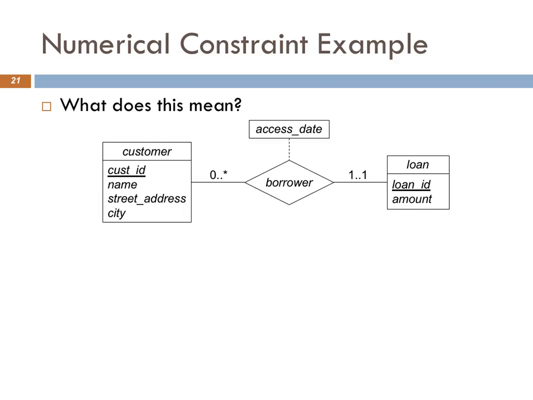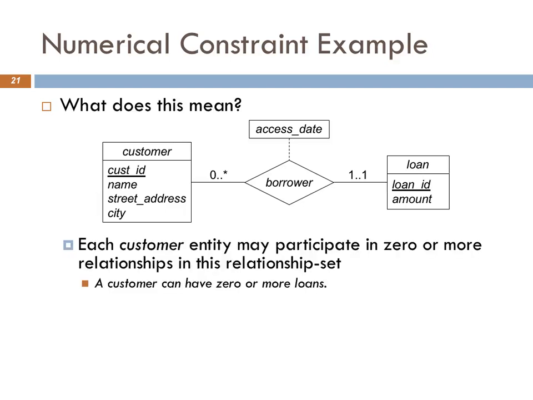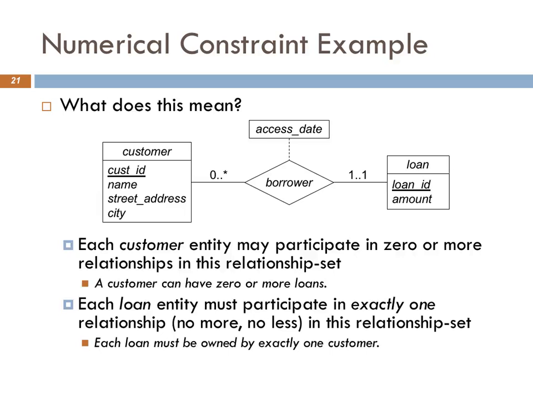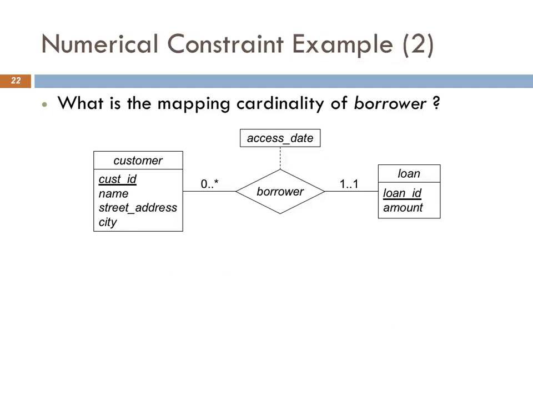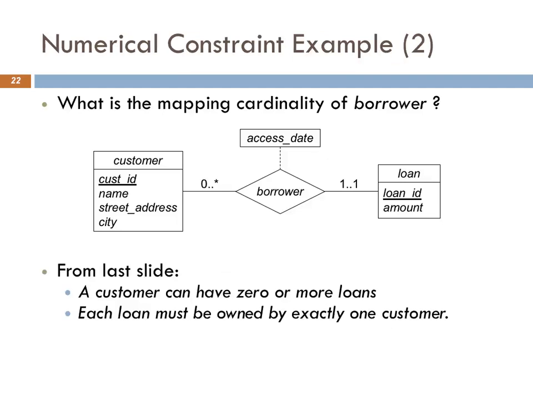That part makes sense, but at the same time, we could also have joint loans. This diagram does not allow joint loans, and so this is not going to be a good schema to use in general. Each loan must participate in exactly one relationship. All right, so what is the mapping cardinality? A customer can have 0 or more loans. Each loan must be owned by exactly one customer.